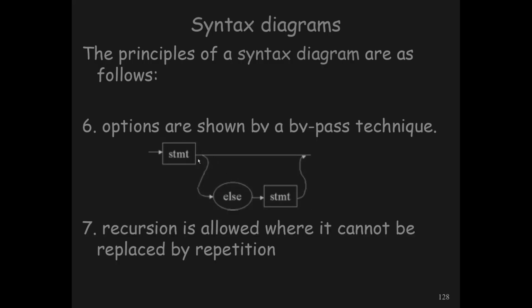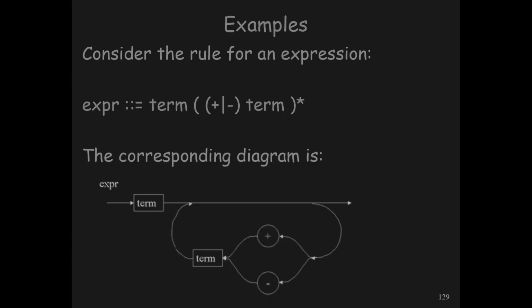For the question mark that we saw, the optionals part, you can have either this or something, right? So this bit is empty completely. Then this part has a single occurrence of this stuff. There's no looping, just if-then statement. Okay. Recursion is allowed where it cannot be replaced by repetition. Okay.